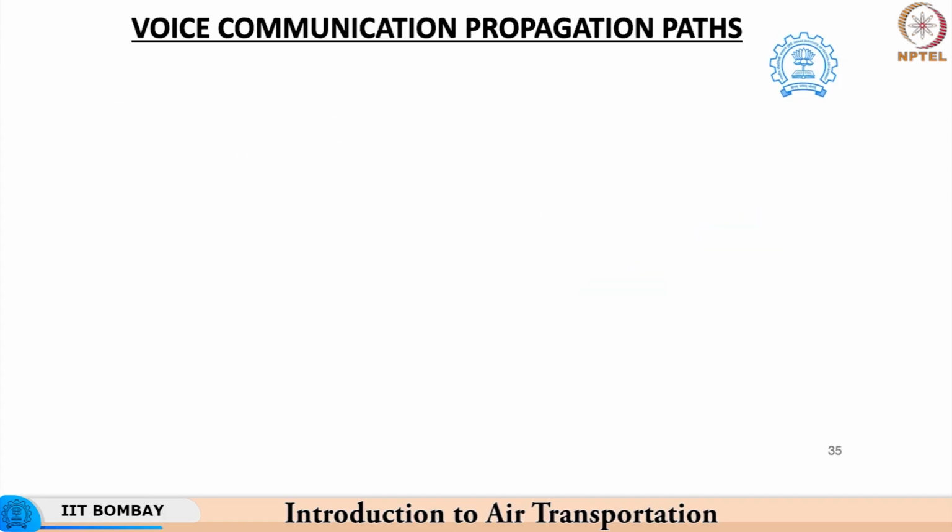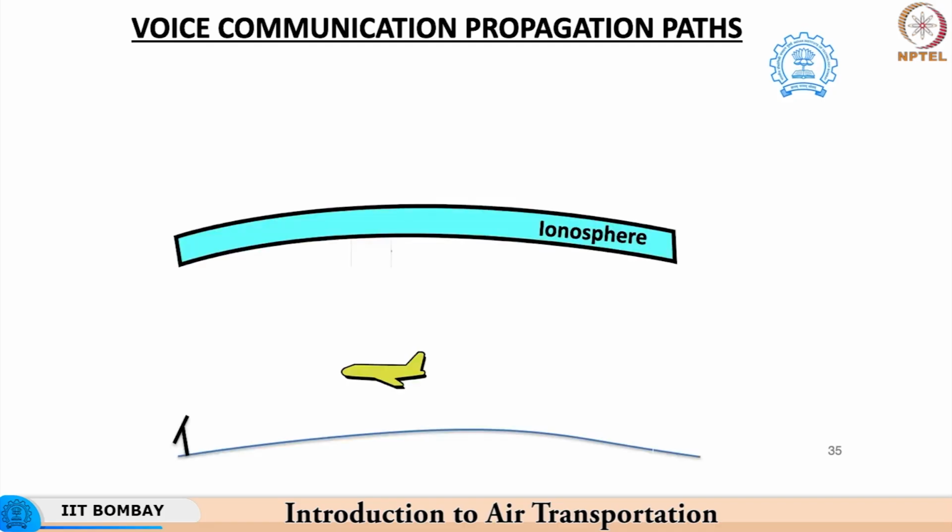So let's understand what the different propagation paths associated with voice communication are. There are two types of communication that can happen between the aircraft and the ATC. First is called voice communication and the other is called data. First we will look into the different ways voice communication happens. Let's understand this with a small context. There is an aircraft, there is a control tower or a transmission tower, then there is the ionospheric layer, which I will detail to you later.